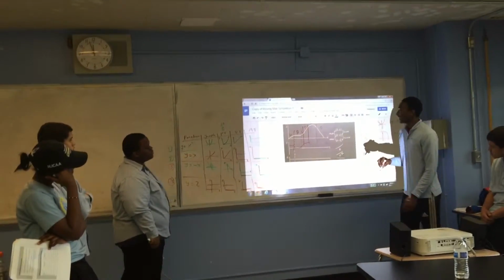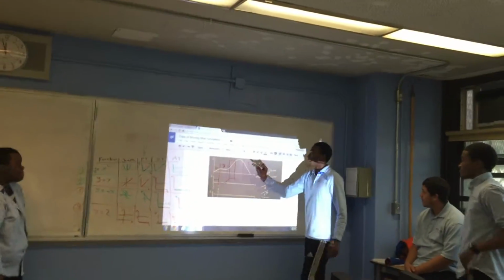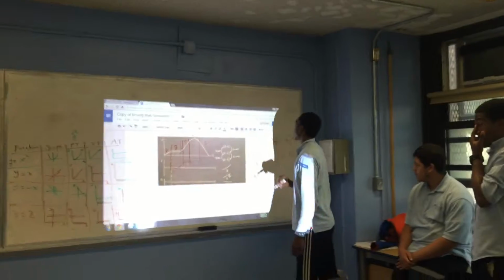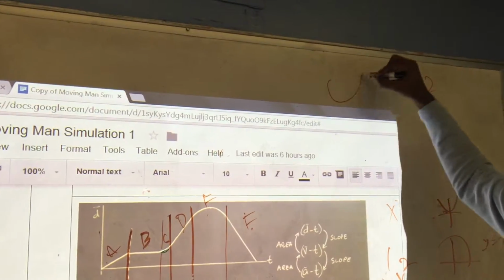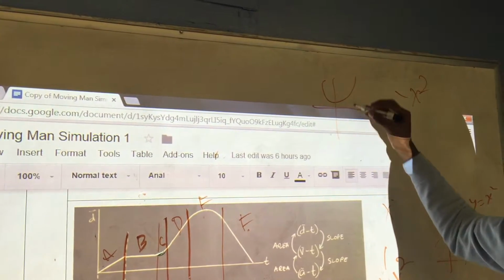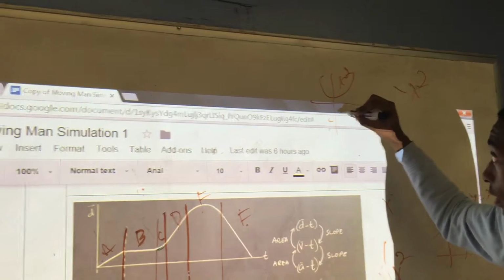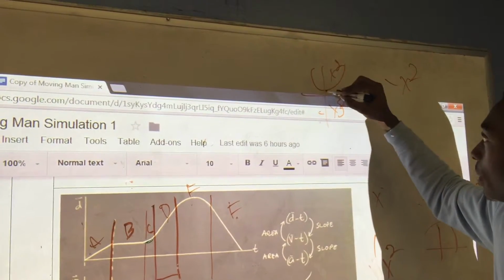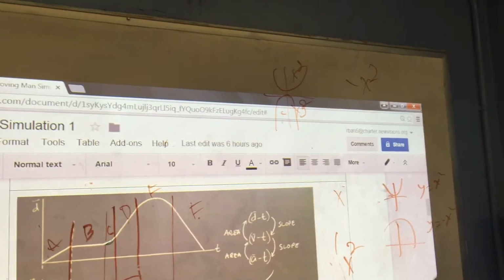Good point. Okay, so since it's an upside down parabola, we can say that is negative x squared. It's a negative x squared because it's not pointing up like a regular x squared would. That's a regular x squared. So negative x squared would be pointing down, like an upside down parabola.